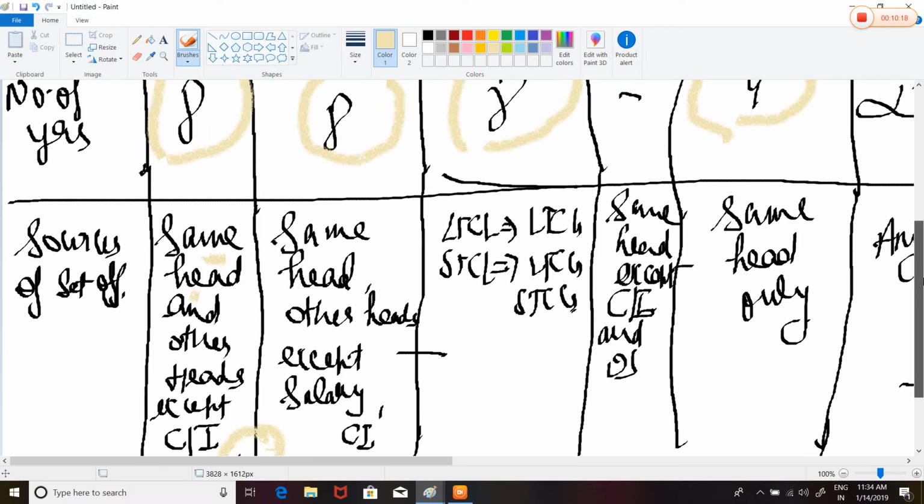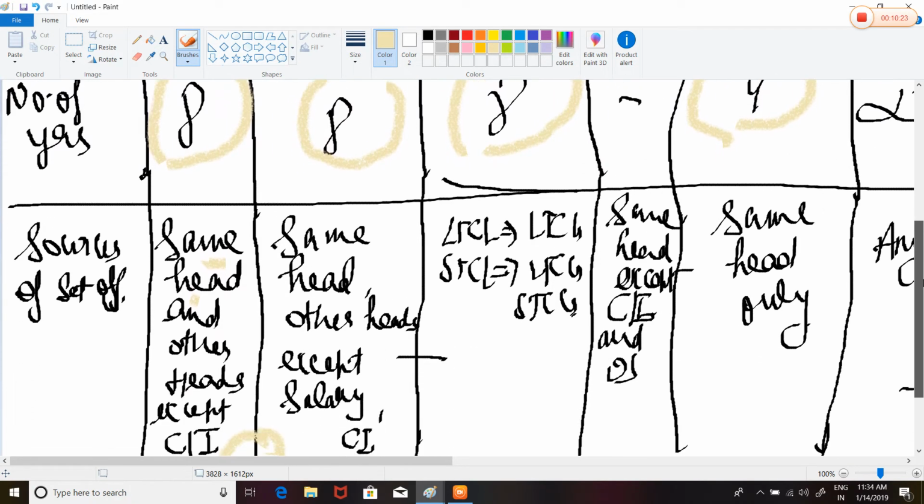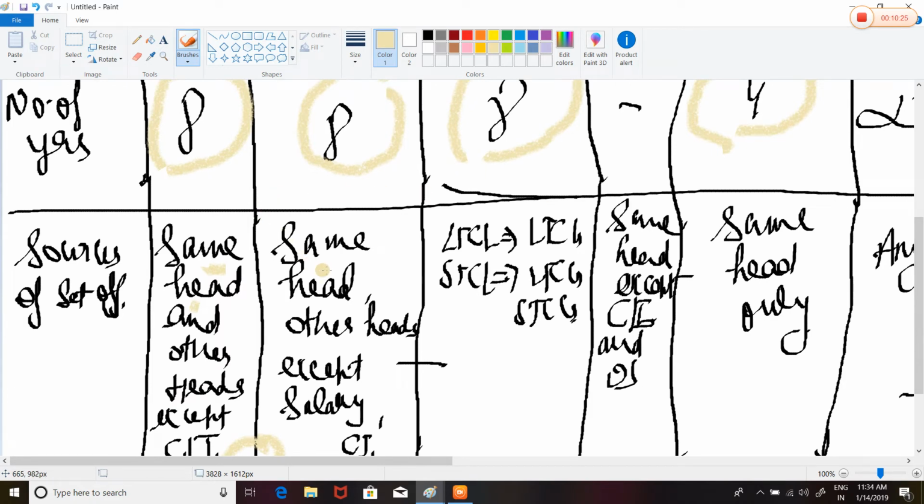Then next, loss from business or profession, same thing, same head. It can also be set off from other heads except salary and casual income. Loss from business or profession cannot be set off from salary and casual income, whereas house property loss can be set off. I hope you got it.